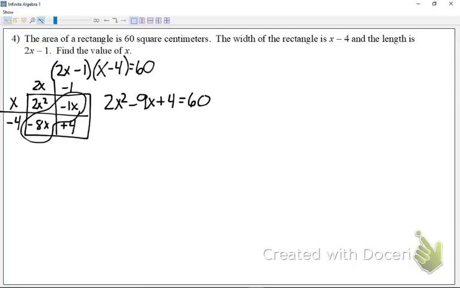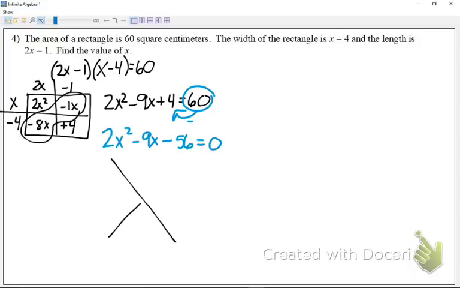So when you multiply it out, you should have 2x squared minus 9x plus 4 equals 60. And again, we've got to take that 60 and move it to the other side using subtraction. So when I do that, I have a new problem of 2x squared minus 9x plus 4, sorry, not plus 4, minus 56 equals 0.